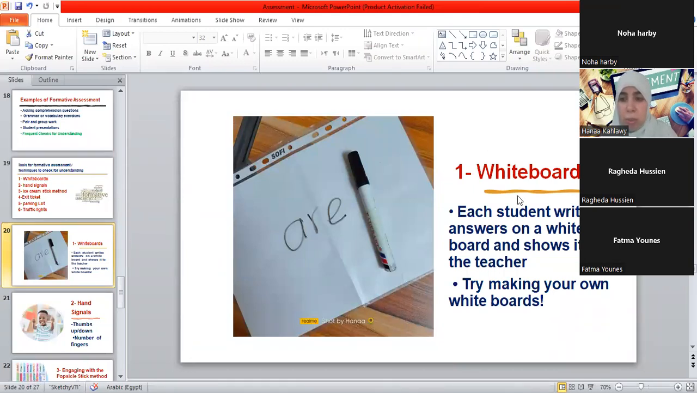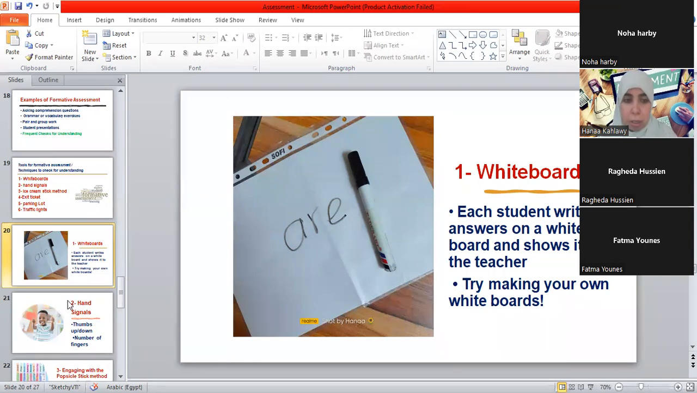You can make it yourself or your students can make it themselves. It's a plastic file and a sheet of paper, that's it. They can use a whiteboard marker because it's easy to erase, and it really saves time. Just ask your students a question and they write the answer and hold it up. You can tell them the fastest is the winner to make them motivated. Okay, so this is whiteboard.